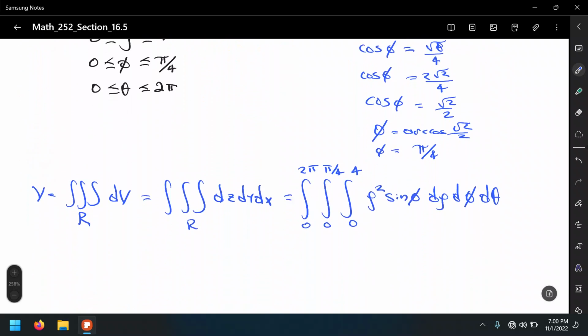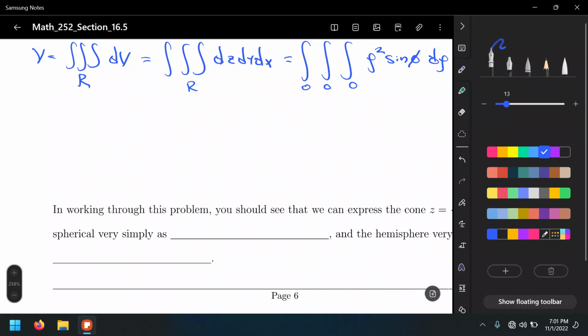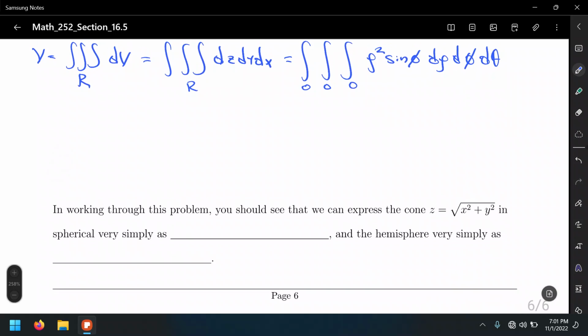Some observations here. Sometimes we want to convert equations from the Cartesian system to the spherical system, in this case the one we're working on. For this equation, which is the equation of a cone, we can always simply say that phi equals pi over 4. And for a hemisphere, we can always say that rho equals 4. How can we convert these equations in Cartesian directly to the spherical coordinate system? Well, okay, let's go to the animation again.